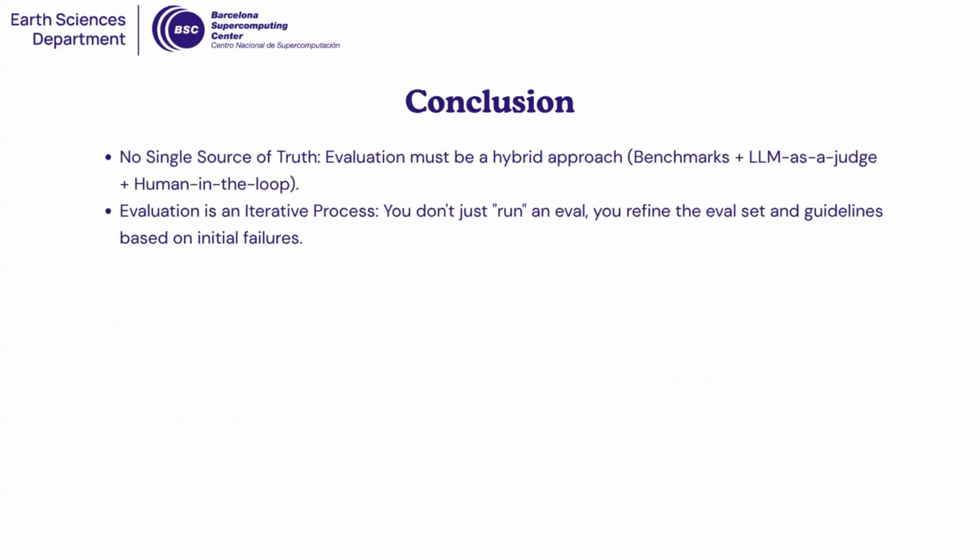So I would say, in summary, there's no single source of truth. Reliability only comes from a hybrid approach where we combine benchmarks, LLM as a judge, and human validation. And human validation is really important if you would like to have an evaluation. And it's not just a one-time step. I would say it's an iterative process. You refine your evaluation set and your guidelines based on the failures you find and you encounter.